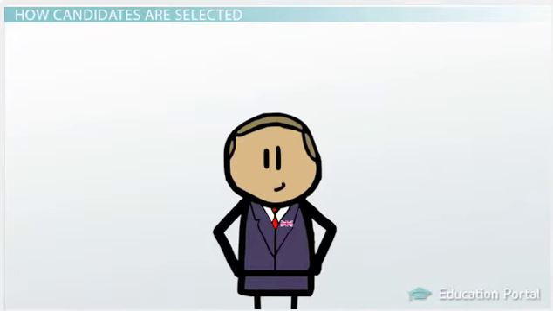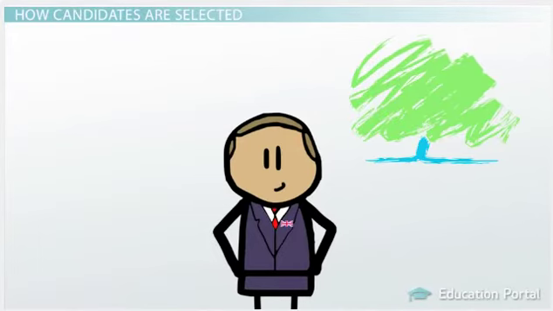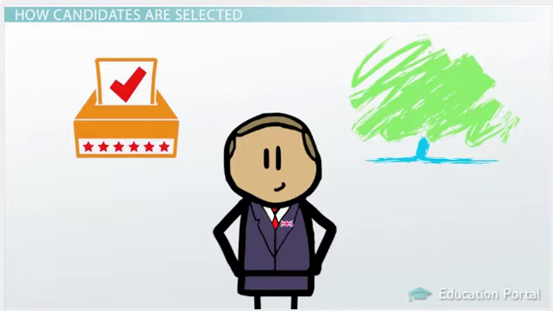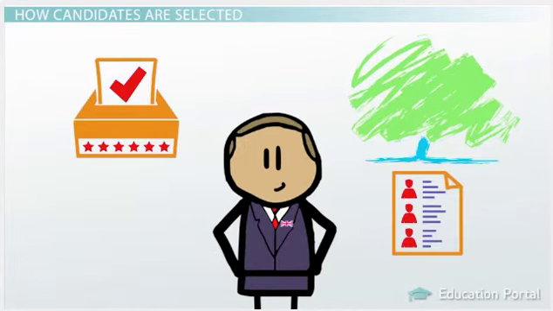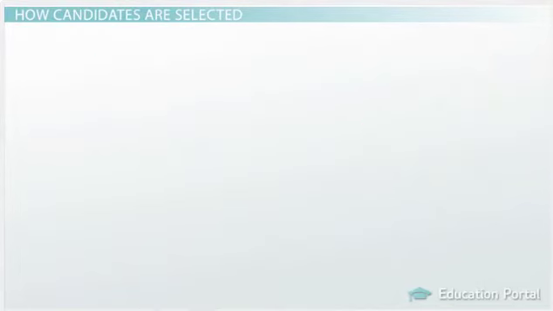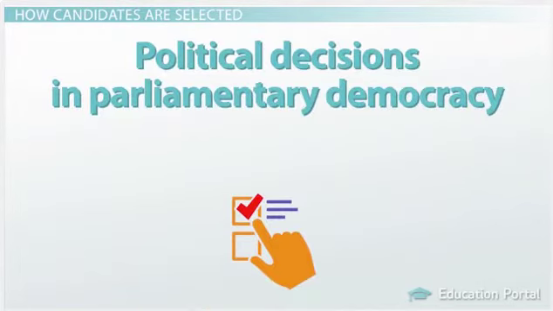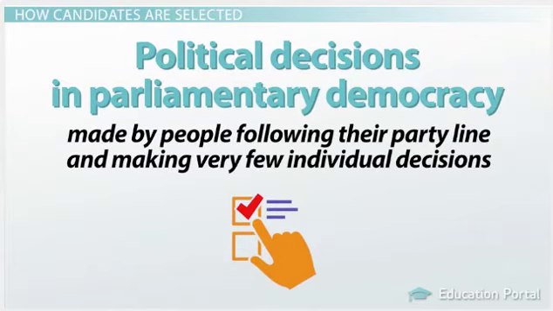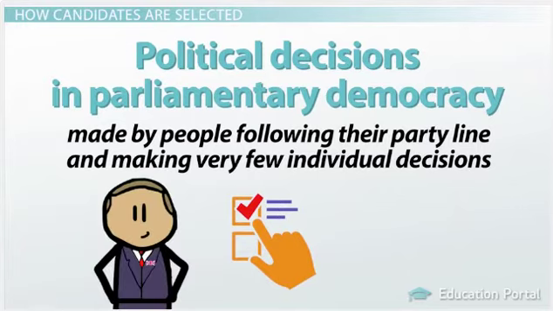If you wanted to become a member of Parliament, the first step would be to ask members of your political party to put your name on the ballot. Then, the political party makes a decision whether or not to put your name on the ballot. Most political decisions in parliamentary democracy are made by people following their party line and making very few individual decisions. Then, the public votes on the candidate to officially elect them to Parliament.